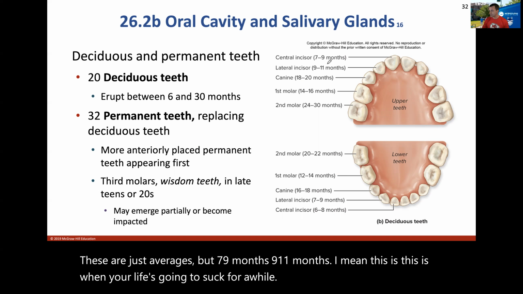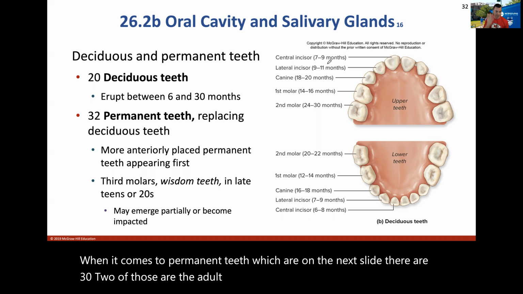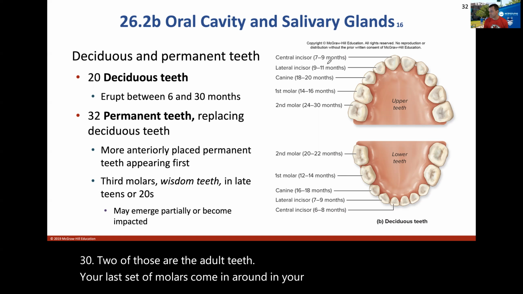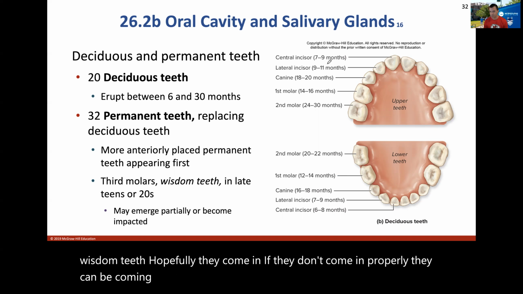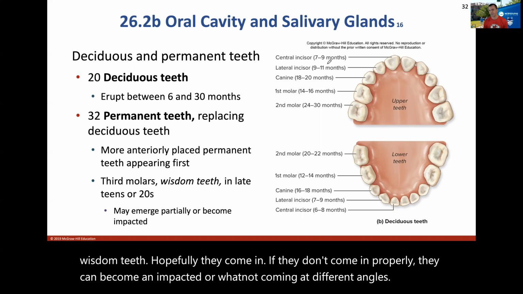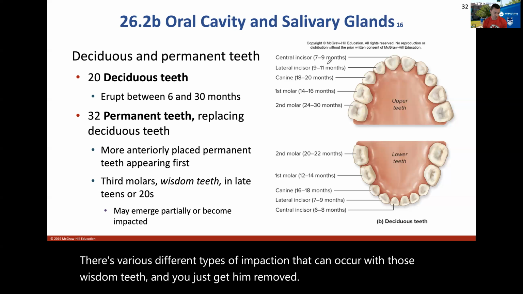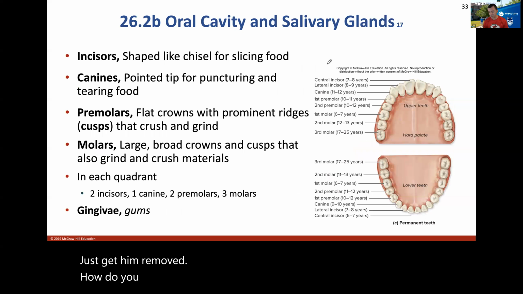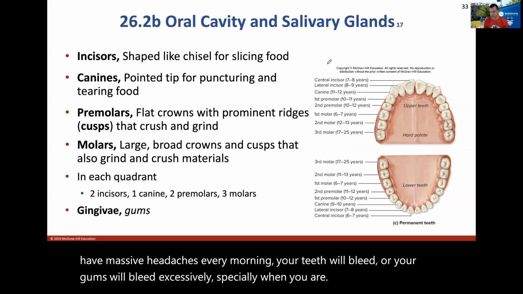When it comes to permanent teeth, which are on the next slide, there are 32 of those. Those are the adult teeth. Your last set of molars come in around your late 20s, and these are your wisdom teeth. Hopefully they come in. If they don't come in properly, they can become impacted, coming in at different angles. There are various types of impaction that can occur with wisdom teeth, and you just get them removed. How do you know when you need your wisdom teeth removed? You're going to have massive headaches every morning. Your gums will bleed excessively, especially when you are brushing your teeth.